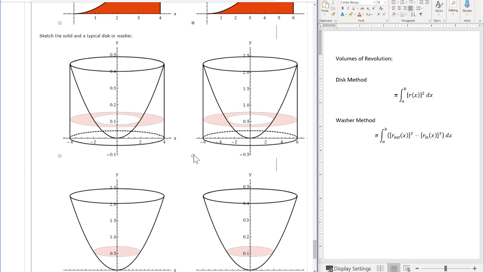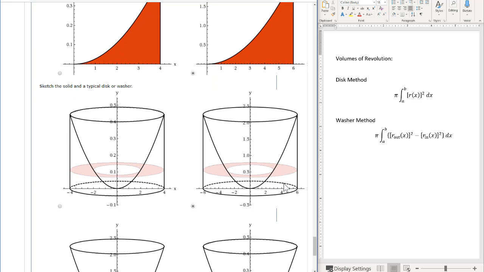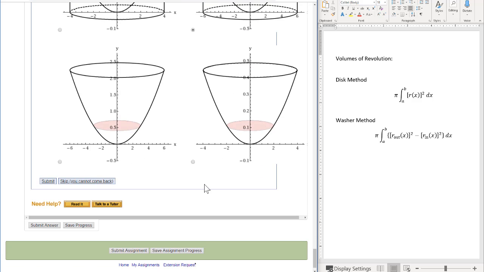And similarly, we have a washer that's going to be cut out. The outside is a cylinder because of this vertical line, x is equal to 6, that's going to be spun around, and the inside will be a bowl. Okay, let's check that.